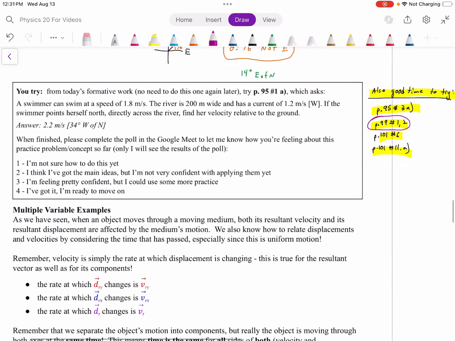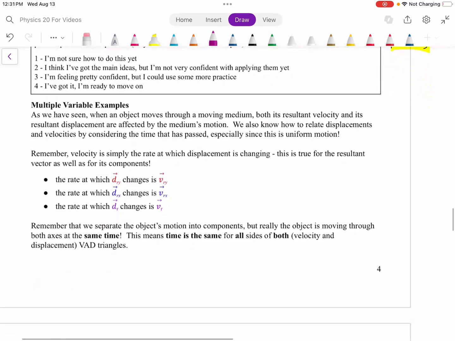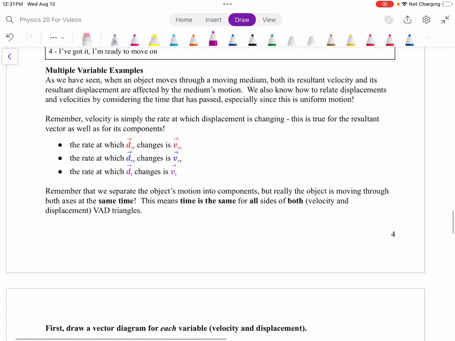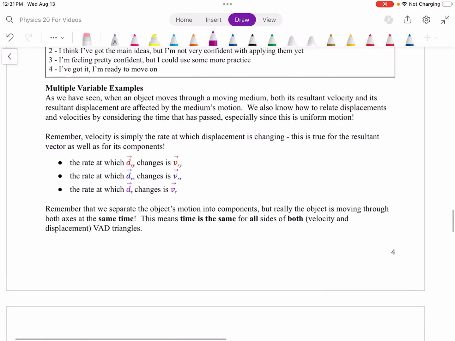Okay, or as always, you can wait till the end and do all of your practice, but at the very least, you need to pause right now and do this one here. Okay, and then we're actually pretty much done. We just need to now look at those multiple variable examples, which is similar stuff. We're just going to now have to think about a displacement and a velocity and potentially connecting them through time.